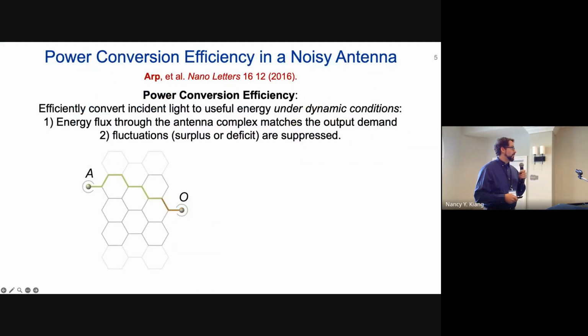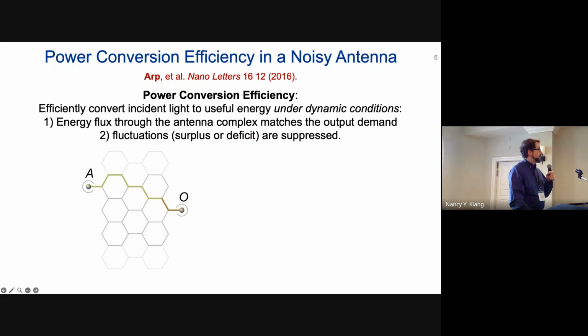So now I'm going to be a little bit more precise about what I mean by power conversion efficiency. If I want to efficiently be converting my instant light into useful energy in conditions that may change, what I want to do is match the energy flux coming into my antenna complex to some sort of demand that I'm capable of dealing with. And the corollary to that is that if I want to do this well, I want to not have more or less energy coming in than I can handle. And that means I want to suppress fluctuations.